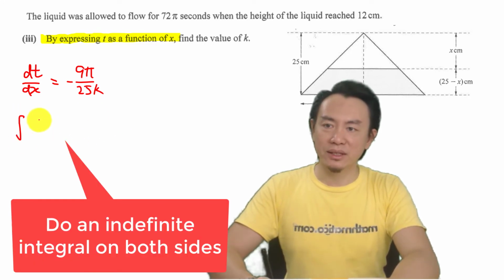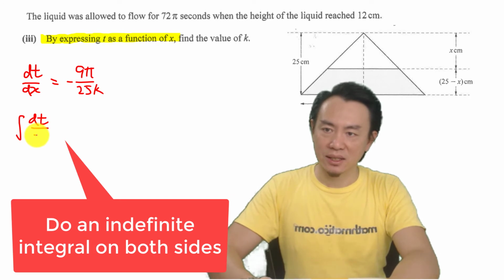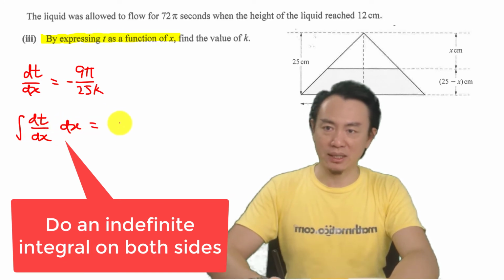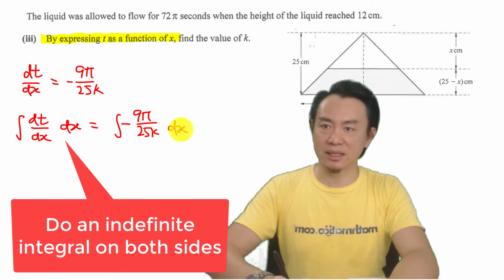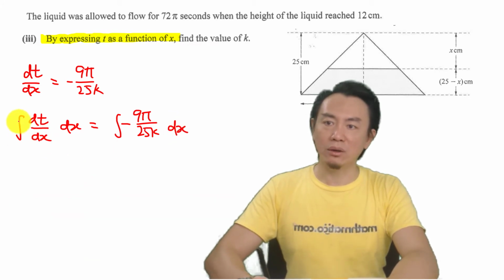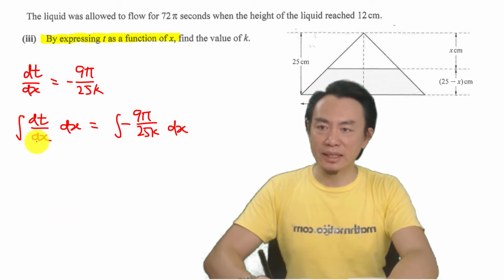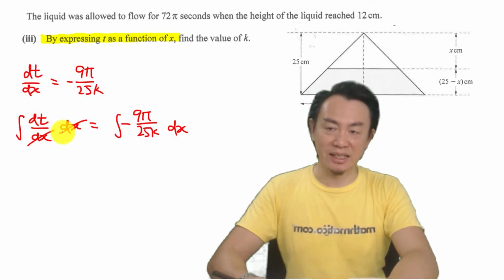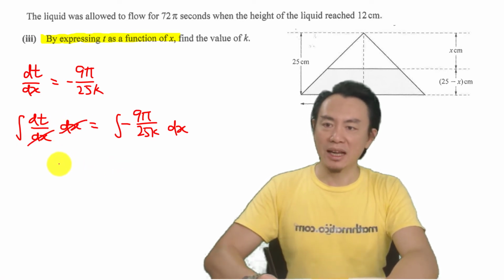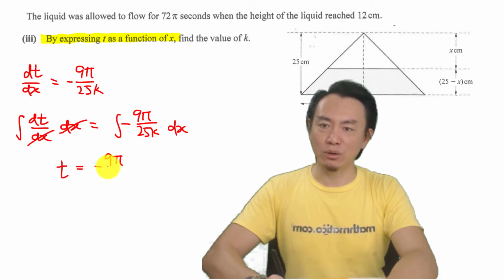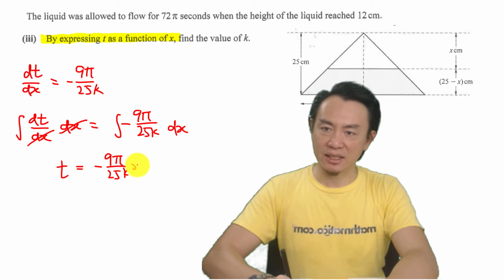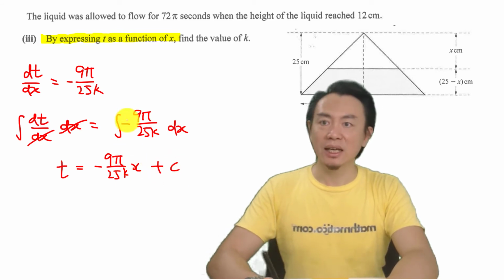So we have integrate dt/dx. We are integrating both sides with respect to x, would be equal to integrate negative 9 pi over 25k dx. So now, if you don't already know, the integration with respect to x cancels this dx. Okay, it works that way. And so you have a t. On the right hand side, we have negative 9 pi over 25k x plus c.